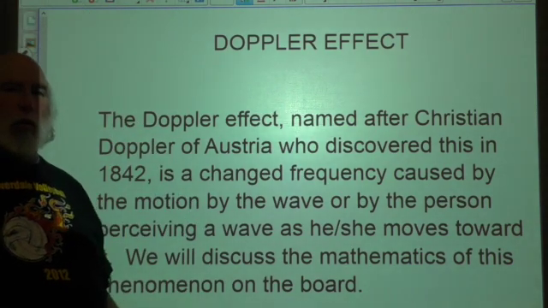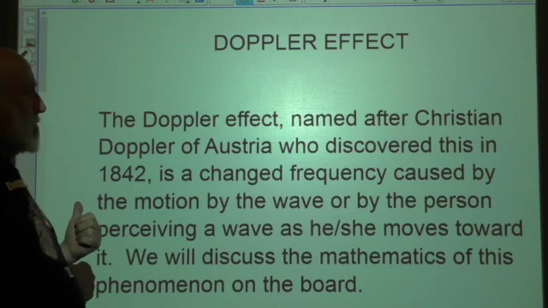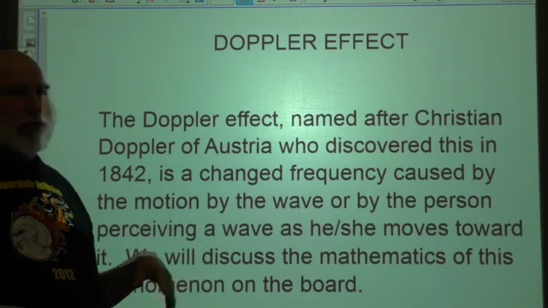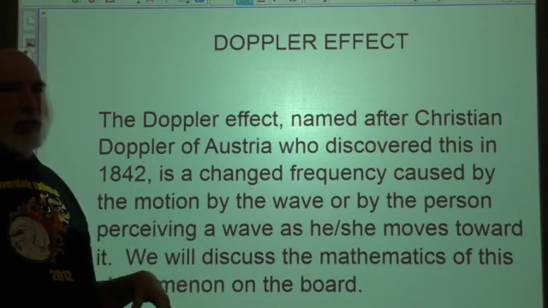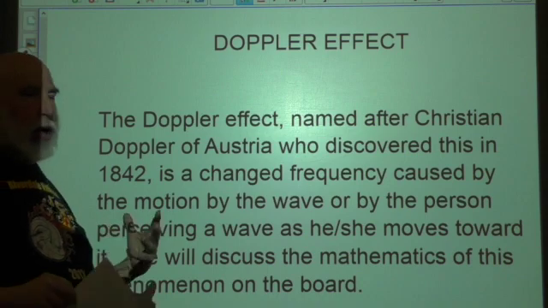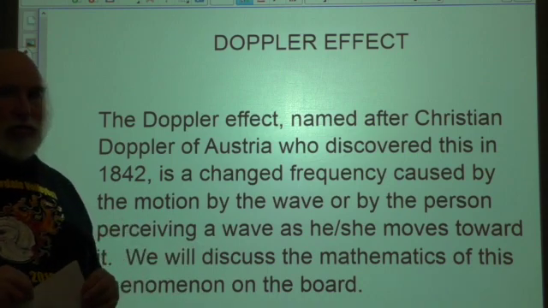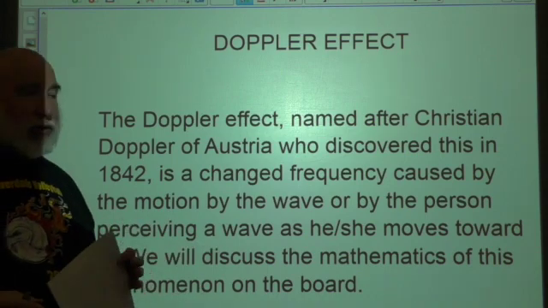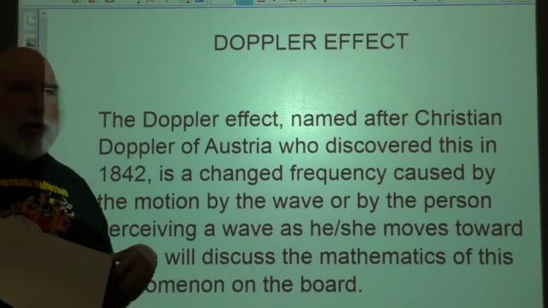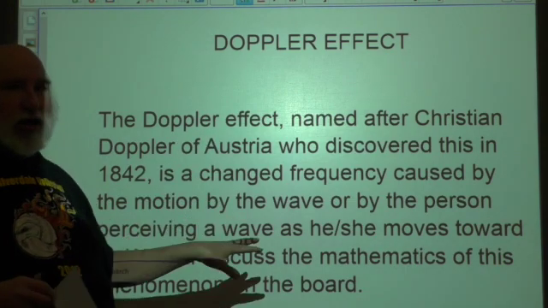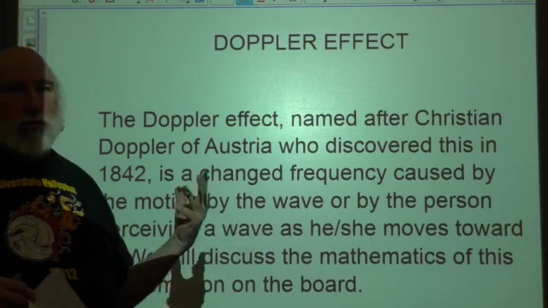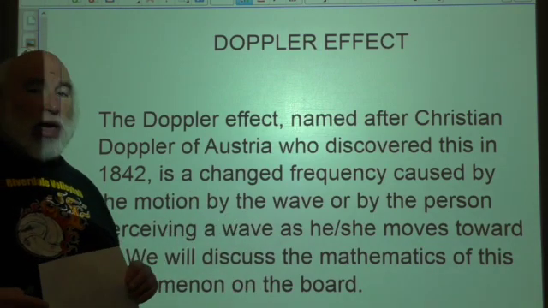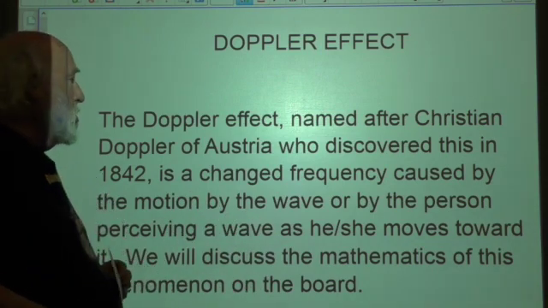3, 2, 1. All right, next up is the Doppler effect. Now you've heard of this. If you ever watch weather reports, you'll hear that Doppler effect is being used for predicting weather patterns. This isn't just confined to sound. This could also be involved in electromagnetic waves, which we'll talk about in just a little bit.